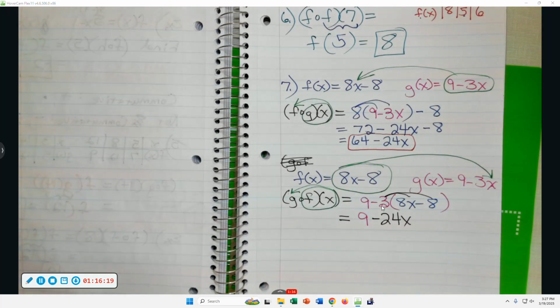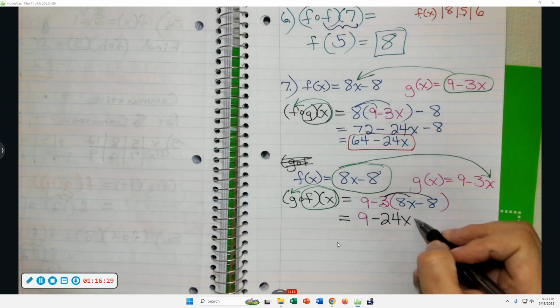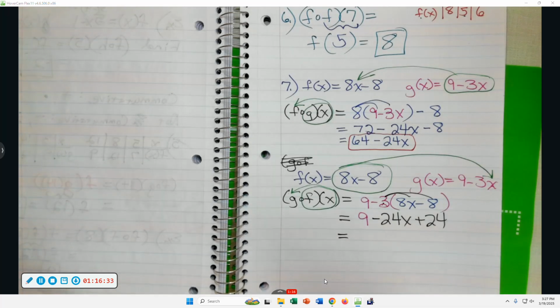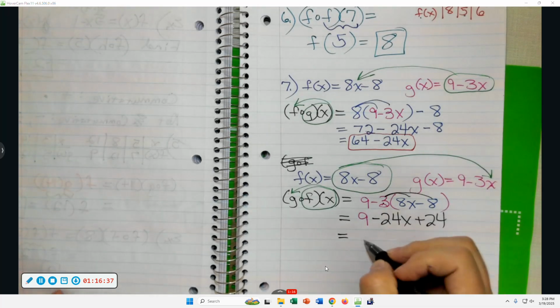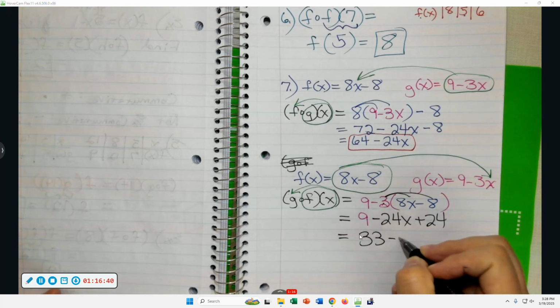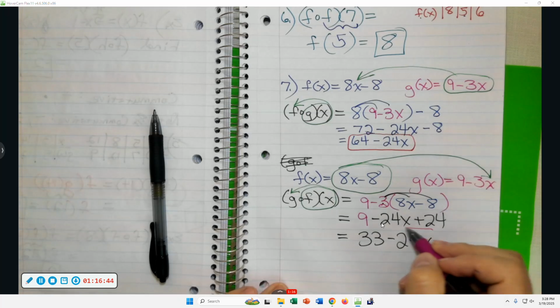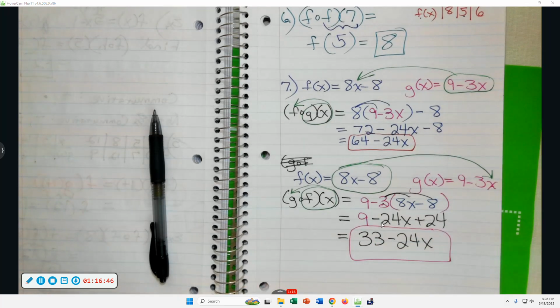What else are we going to have here? Negative 3 times negative 8 gives me a positive 24. So we have 9 plus 24, that's a 33 minus 24x, or negative 24x plus 33, however you want to write it.